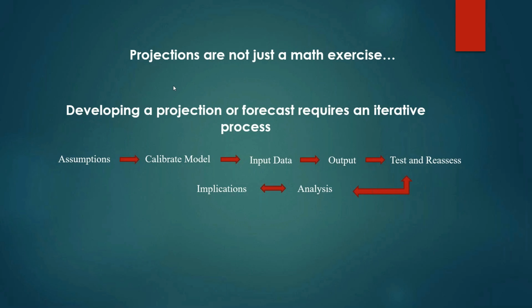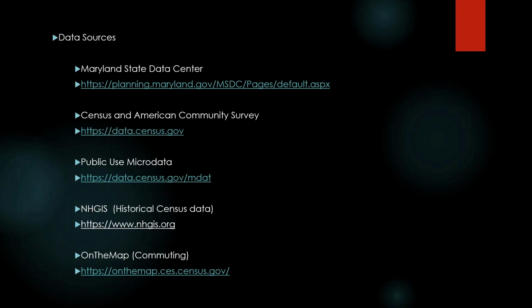Next slide, please. So these are some of the data sources that would be helpful when you're doing projections. Many of these are available on our website. We have them on the right-hand content page of many of our tabs. But at the top, you have the Maryland State Data Center website, and you can access a lot of recent data from there. Next slide, please.